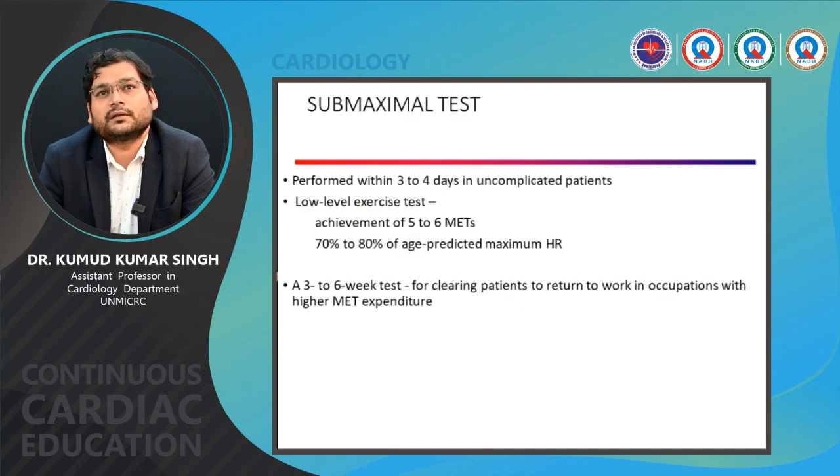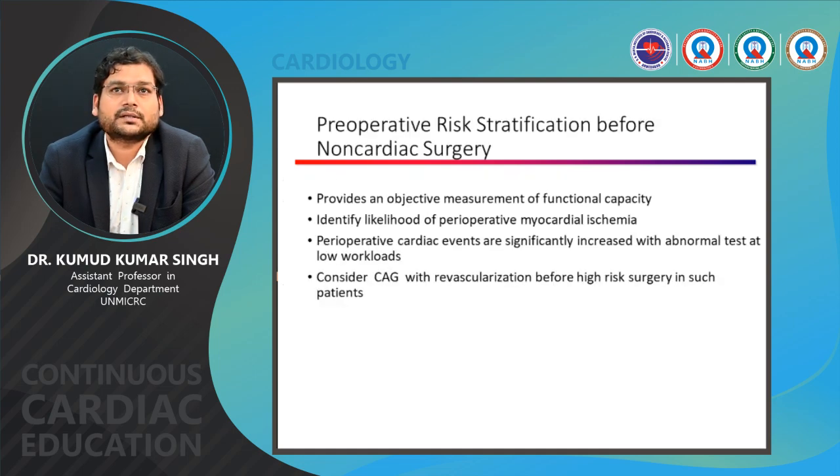It is performed within 3 to 4 days in uncomplicated patients, and a low level exercise test is done with achievement of 5 to 6 METs and achievement of 70 to 80% of the age predicted maximum heart rate. A 3 to 6 week test can also be done for clearing the patient to return to work in an occupation with high MET expenditure.